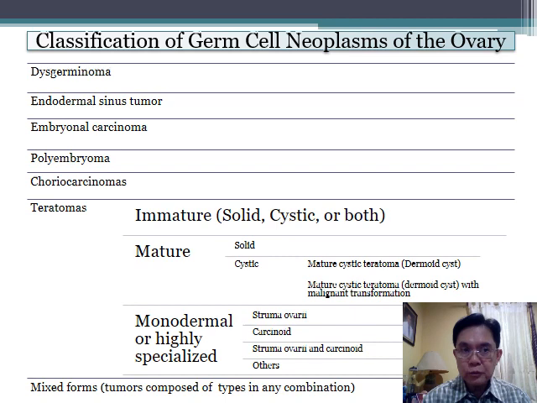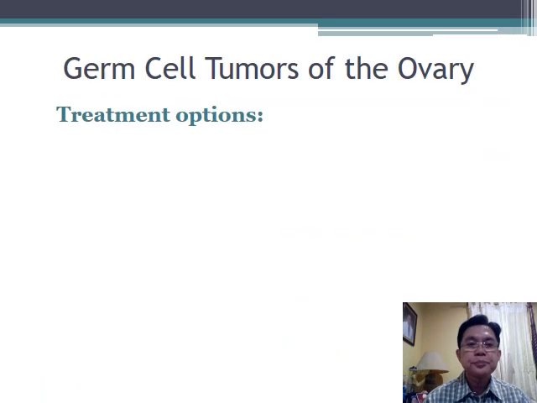That introduces what you call mixed germ cell tumors. So in one tumor you might see a germinoma with an endodermal sinus component. It might be embryonal carcinoma with a germinoma as well. So these are called your mixed germ cell tumors.